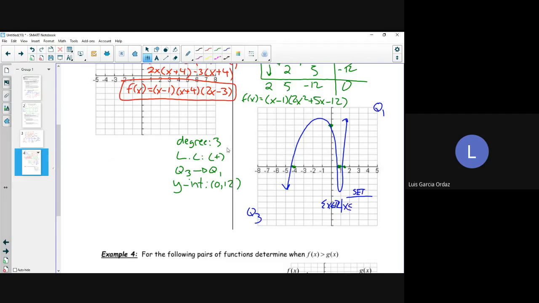And x is greater than or equal to 1, but less than or equal to 3 over 2. So x is less than or equal to -4, or x is greater than or equal to 1, but less than or equal to 3 over 2.